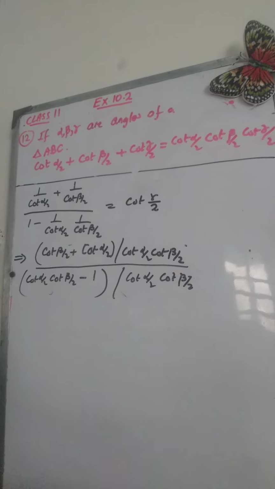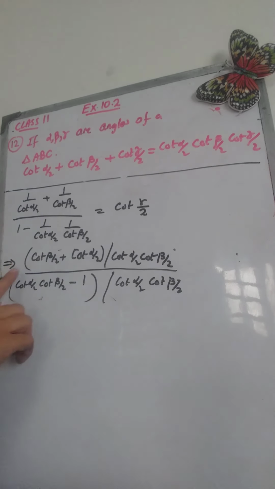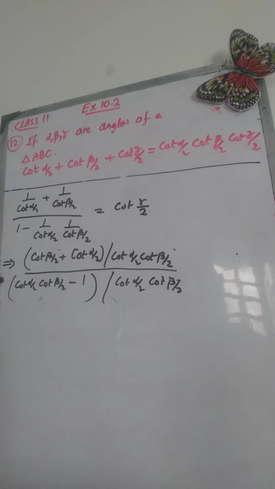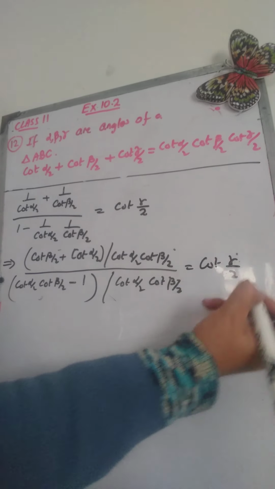So in the previous lecture, continuing with the same question, we were doing question number 10 and we reached up to this step. After this step, we were doing question number 12, and after reaching this step, there are just a few steps left that we are going to do over here. This is equal to cot gamma by 2.